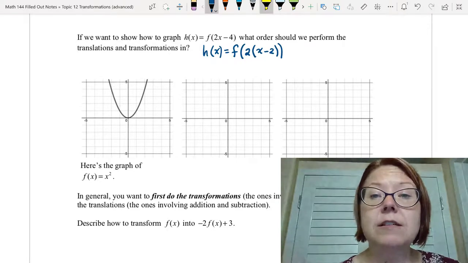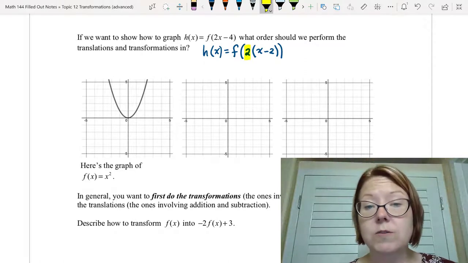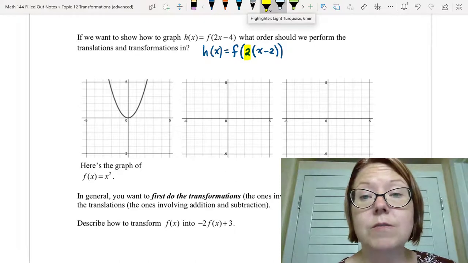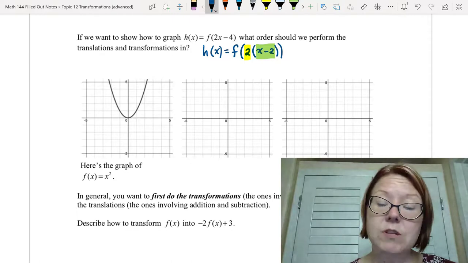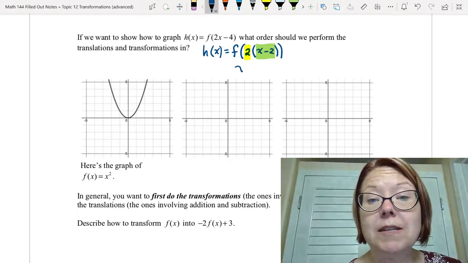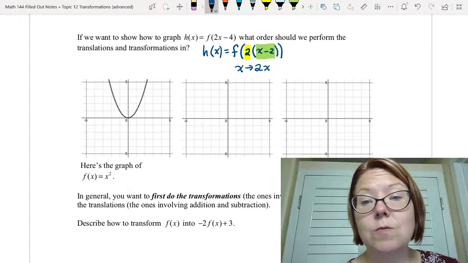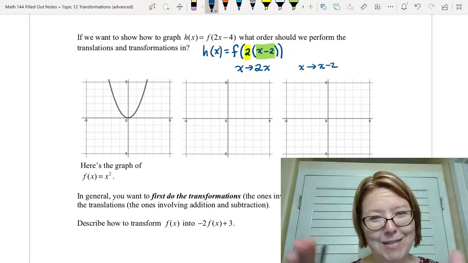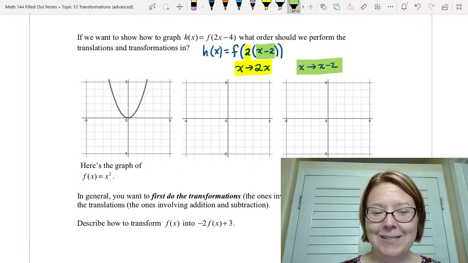Now I can clearly see the 2 steps. The multiplication step is that I'm using a times 2 on the inside, and then I am doing the x minus 2 part. So it's really like we're going through a set of replacements. We're replacing x first with 2x, and then we're replacing that x with x minus 2. So it's kind of a two-step process here. It's a double composition of functions, as a matter of fact.